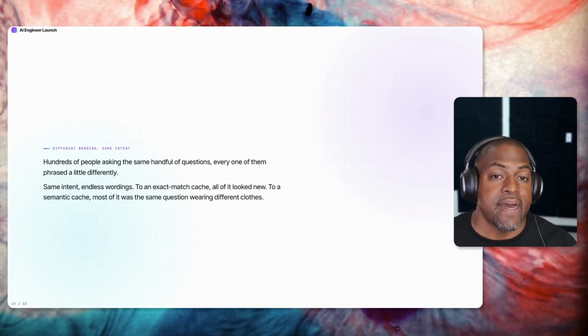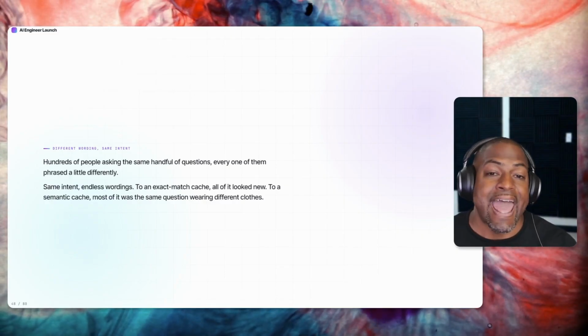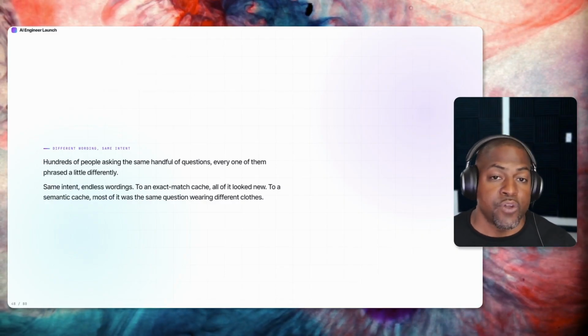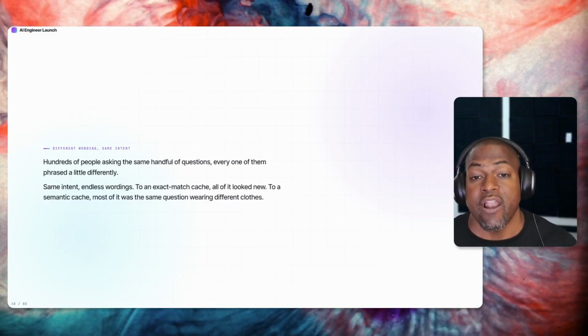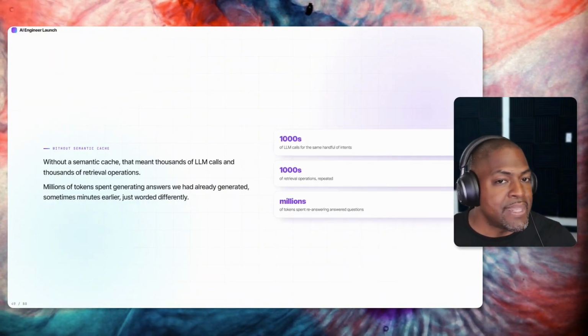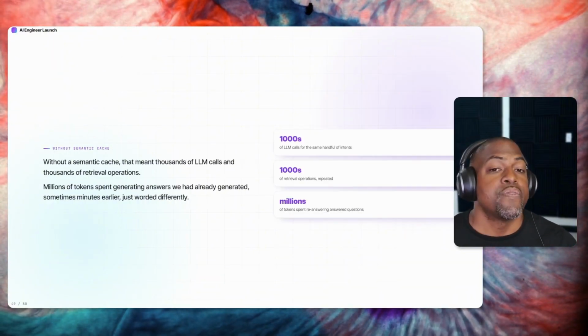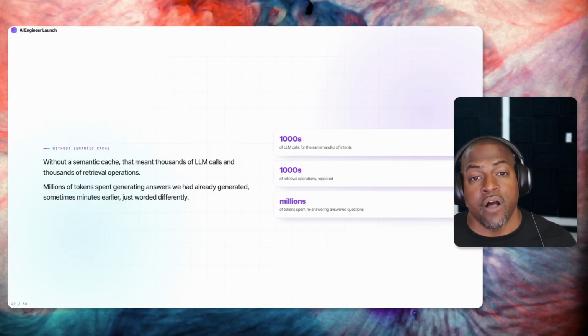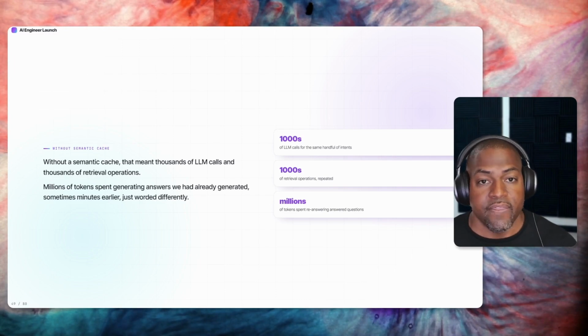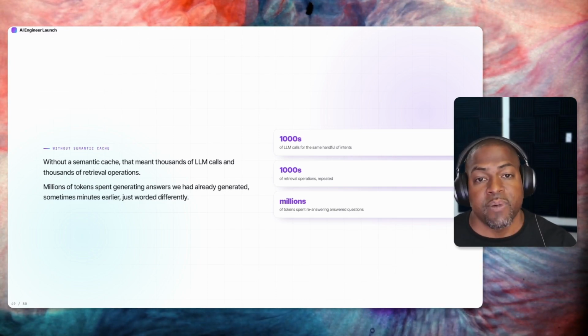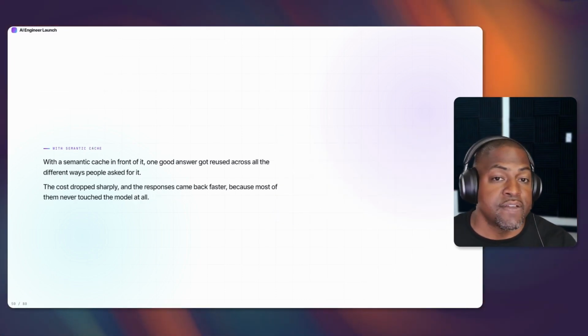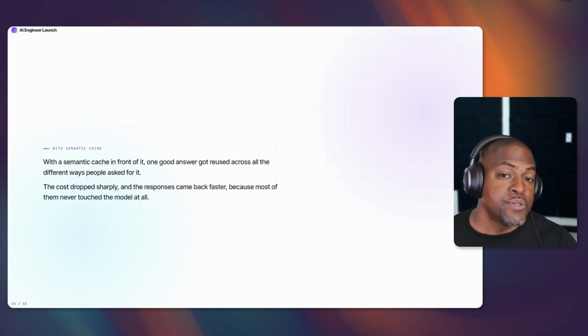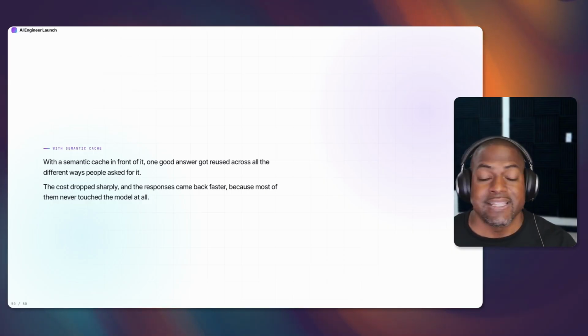Without a semantic cache, that meant thousands of LLM calls and thousands of retrieval operations, millions of tokens spent generating answers we had already generated, sometimes minutes earlier, just worded differently. With a semantic cache in front of it, one good answer got reused across all the different ways people asked for it. The cost dropped sharply, and the responses came back faster because most of them never touched the model at all. The more users you have, the more expensive it becomes not to cache.